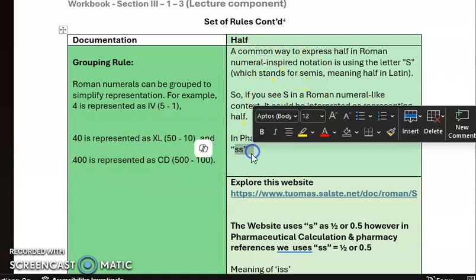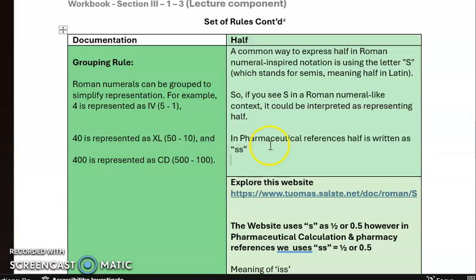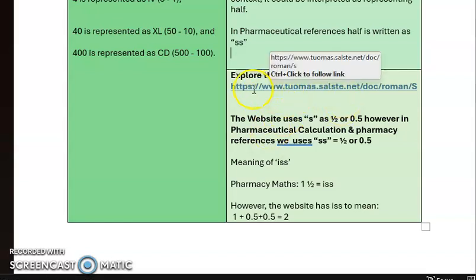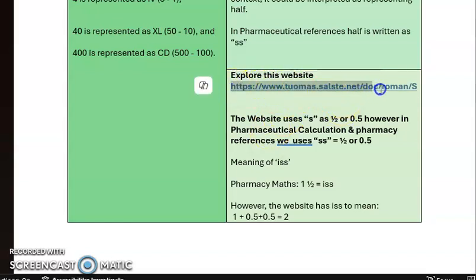Again, SS in Roman numerals means a half, and this is common in pharmacy practice. So when you go to the website, explore this website for Roman numerals. I tried it myself and recognized that they give SS to be 0.5. But let's look at something. The website uses S alone to mean 0.5. However, in pharmacy practice, we use SS to represent 0.5.